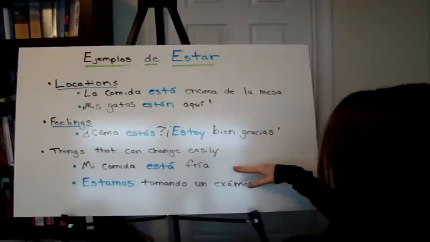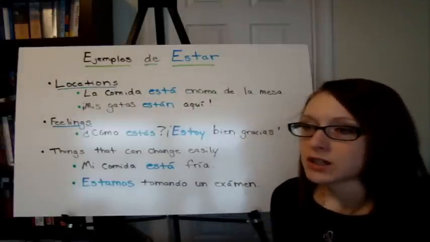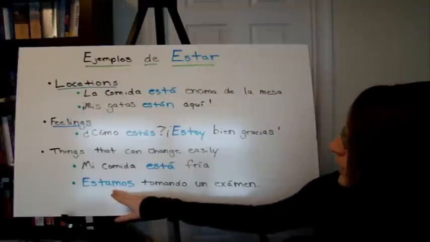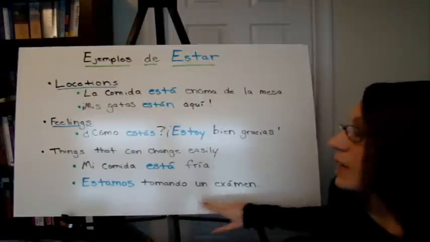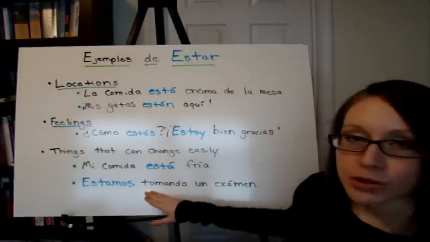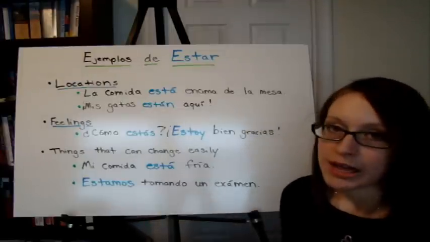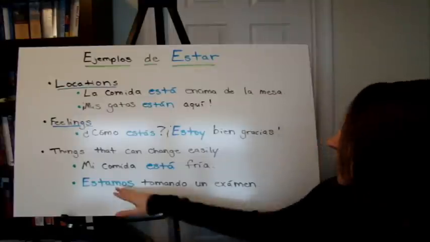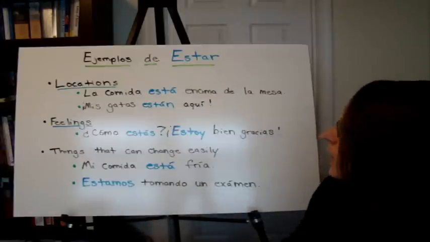For example, mi comida está fría. My food is cold. That is something that can be easily changed. You can put it in the microwave and warm it up. And also, estamos tomando un examen. We are taking an exam. That is something that is happening presently. We haven't learned this present progressive tense yet, however we will. And this is something that's not going to be happening forever. Aren't you happy that tests don't last forever? That's a great thing. It's a temporary thing, so we're going to use the verb estar.